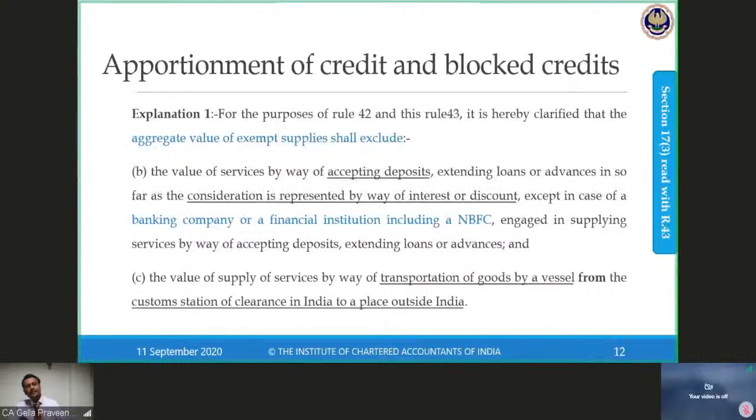Further, the value of supply of services by way of transportation of goods by vessel from the customs station of clearance in India to a place outside India. Mind you, this is one question, like a tongue twister. This is a mind twister in your examination. What is covered? The value of supply of services by way of transportation of goods by a vessel. It talks about a vessel, it doesn't talk about air. In the examination, to confuse you, they'll say transportation of goods by air from the customs station of clearance in India to a place outside India.